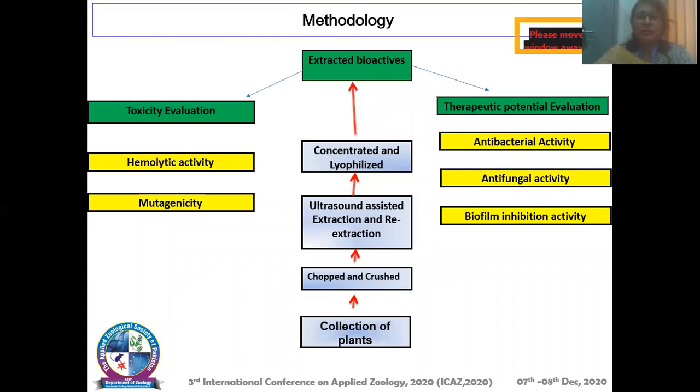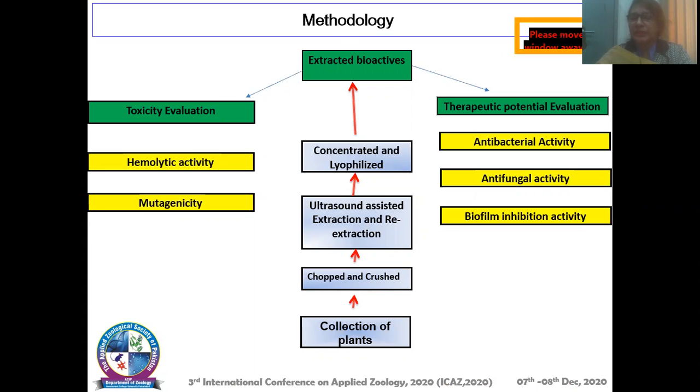For this purpose, different medicinal plants were collected from different localities of Pakistan and subjected to pre-treatment, and then the bioactive components were extracted by ultrasonic wave extraction. After extraction, these bioactive components were subjected to concentration and lyophilization, and then evaluated for their therapeutic potential and for their toxicity towards human health. For the evaluation of therapeutic potential, different activities were performed.